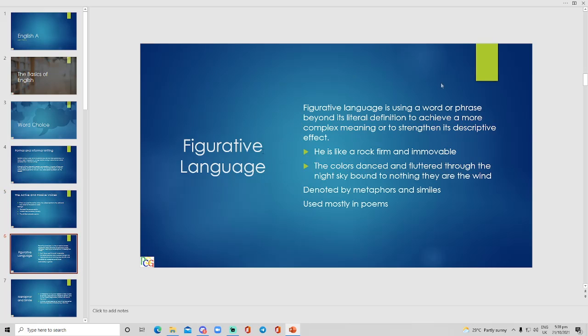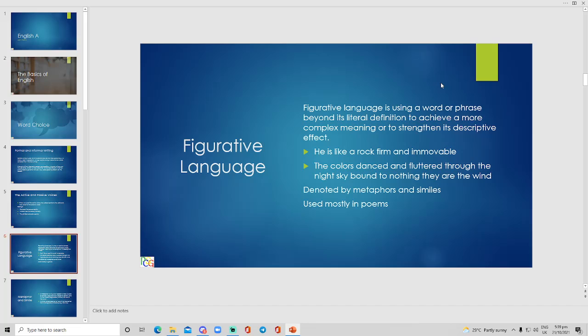Next I have figurative language. Figurative language is using a word or phrase beyond its literal definition to achieve a more complex meaning or to strengthen its descriptive effect. Now, I have some examples. He is like a rock, firm and immovable.